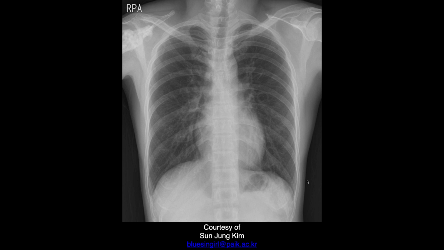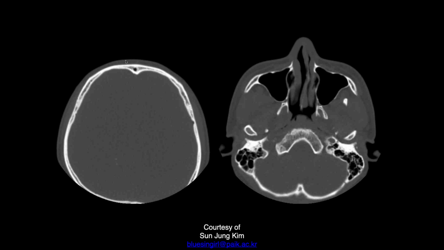Here's a chest x-ray. From what I can tell, the ribs appear okay. It's hard to tell from this distance, but I don't know if there's any lung pathology. So it's just the humeral side. And then in the skull, it looks fairly symmetric.